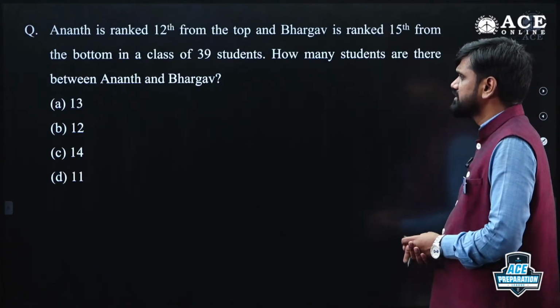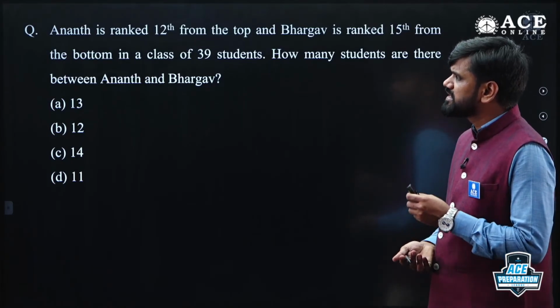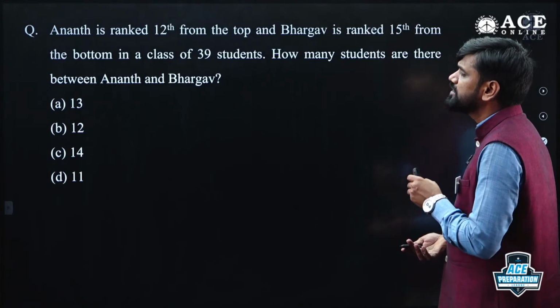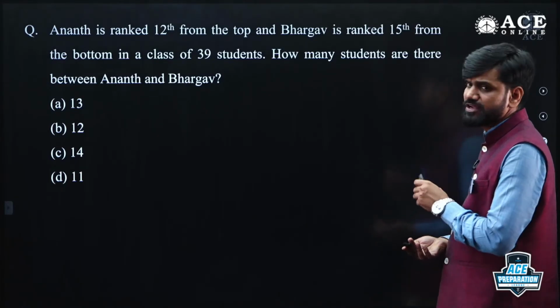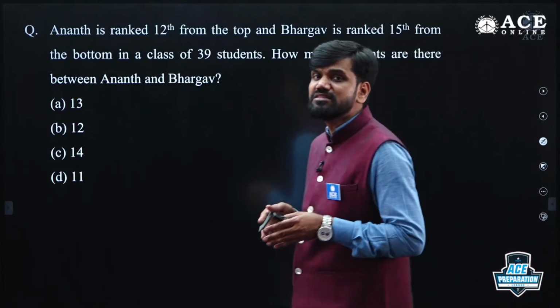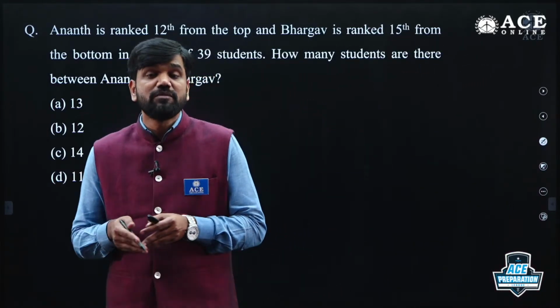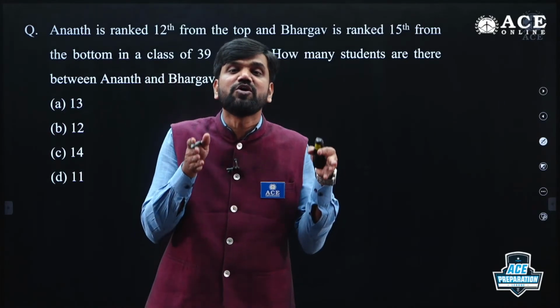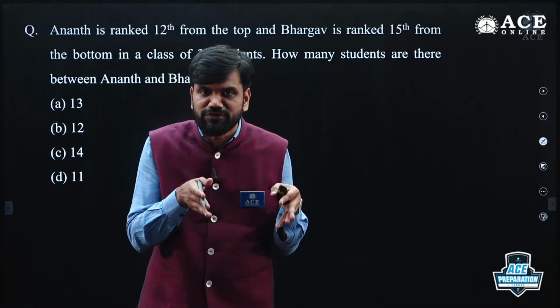Chalo, try this one, dear. Anant is ranked 12th from the top and Bhargav is ranked 15th from the bottom in a class of 39 students. How many students are there between Anant and Bhargav? In between these two people, how many are existing is what I am looking for.